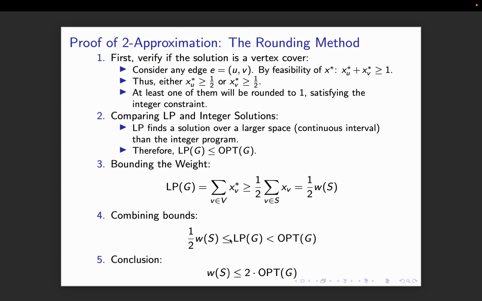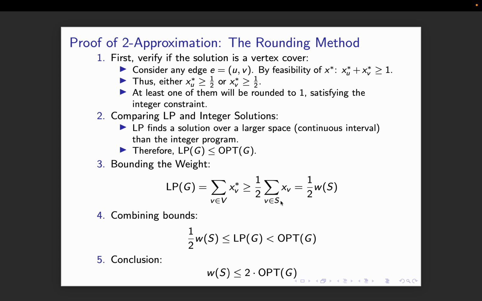So my LP is greater than half of the weight of the solution, and it is less than opt. That means the weight of my solution is less than 2 opt. Again, a 2 approximation algorithm. I'll give it a moment if you want to ponder. This is essentially the argument here, that instead of summing over all the vertices V, I only sum over all the vertices which I put in the solution. I discard everything else, and because all of them were positive, it can only decrease the value.